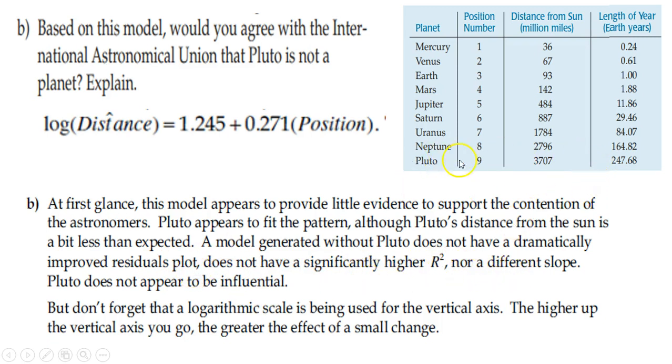The point they're getting at is if I remove Pluto from my data, is it altering what's happening drastically? And no, it's not. Pluto does not appear to be very influential in this at all. But don't forget that a logarithmic scale is being used for the vertical axis. The higher up the vertical axis you go, the greater the effect, or the smaller the change anyway. So yeah, I can remove Pluto, and it's still pretty close. It's unaffecting it. So you could argue that point.